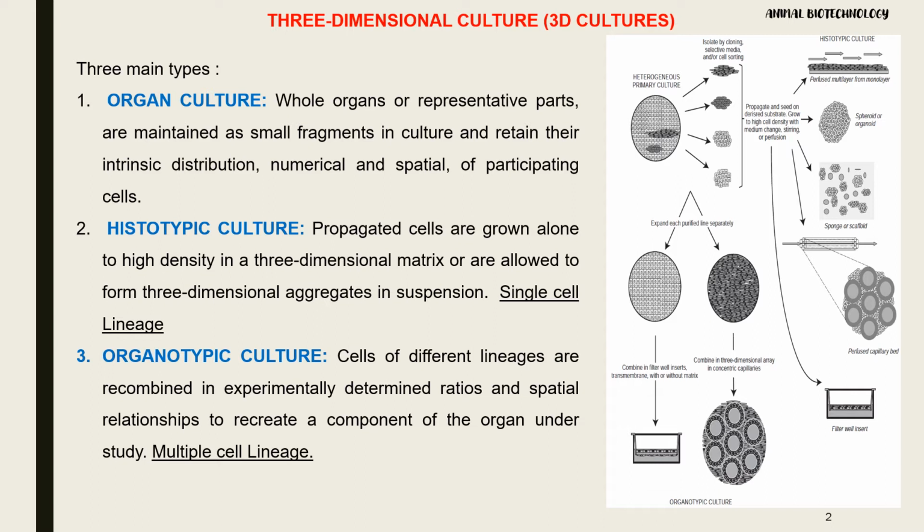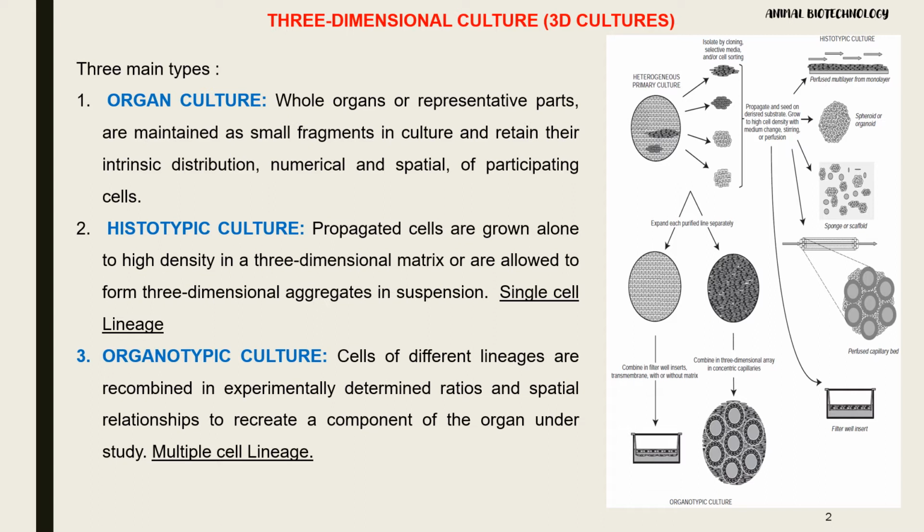These cultures lack cell-to-cell interactions as seen in normal tissues and organs. The 3D cultures have cell-to-cell interaction and signaling. The three types of 3D cultures are organ culture, histotypic culture, and organotypic culture.